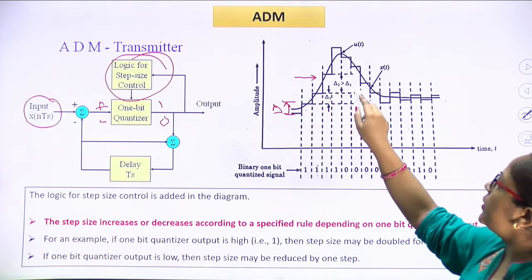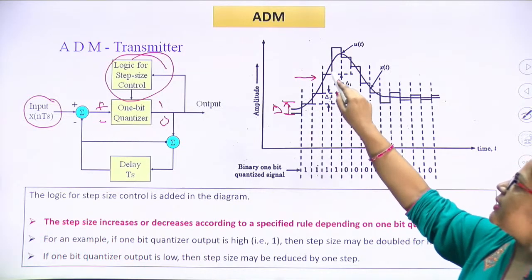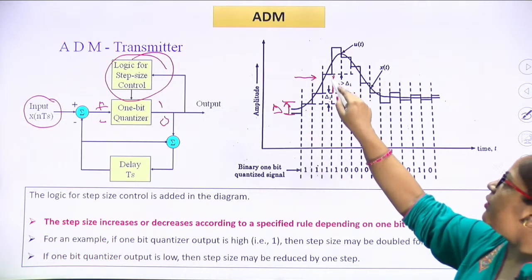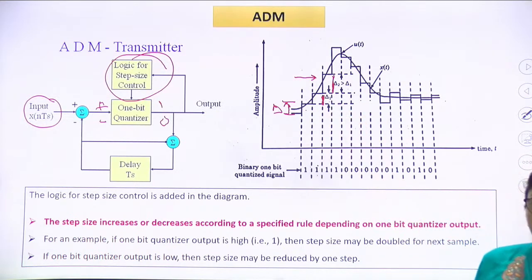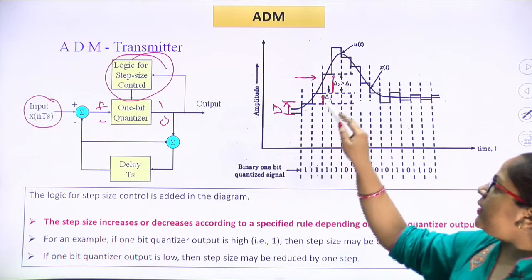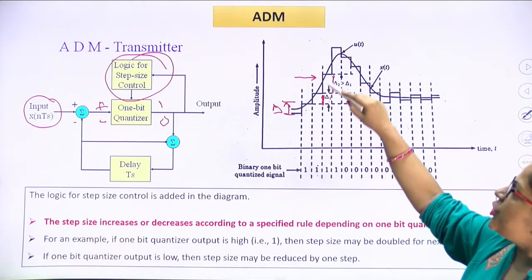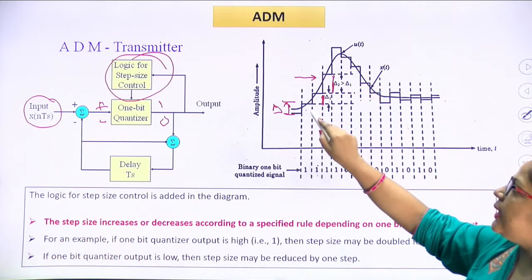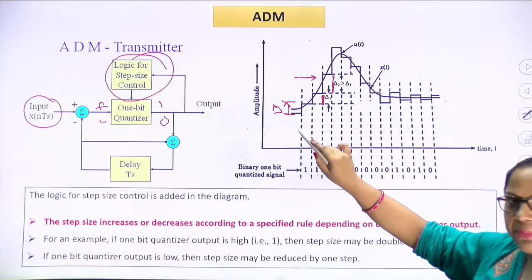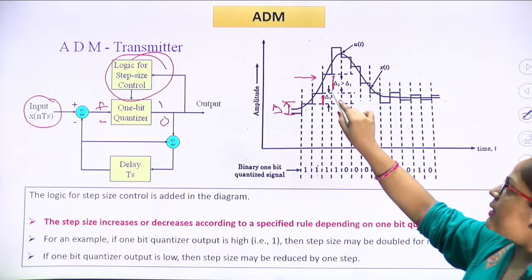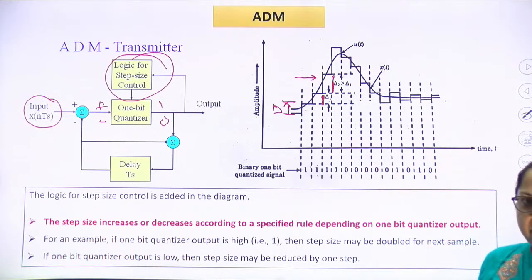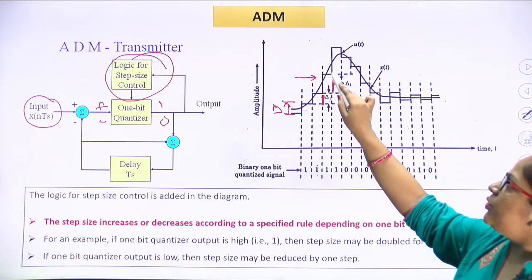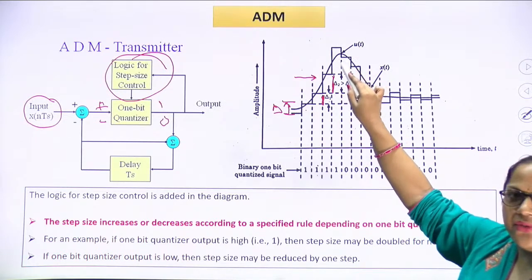Here delta 2 is greater than delta 1. This is the step size for this particular voltage level, and this is the step size for this particular level. So, in adaptive delta modulation, if the information is changing rapidly, for example if we get two continuous ones, the next step size will become double the previous step size. Then it will be able to follow the changes in our information.